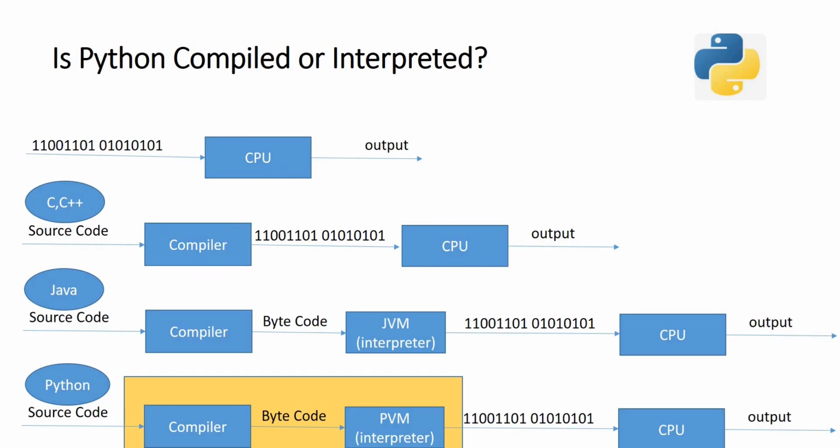So when we write programs in high level languages like C, C++, Java and Python, the CPU cannot directly understand the source code. So we need to convert the source code to a binary format so that the CPU can understand and execute it. In case of C and C++, the compiler will convert the entire source code to a binary format so that the CPU can understand and execute it. So here the machine code is platform dependent.